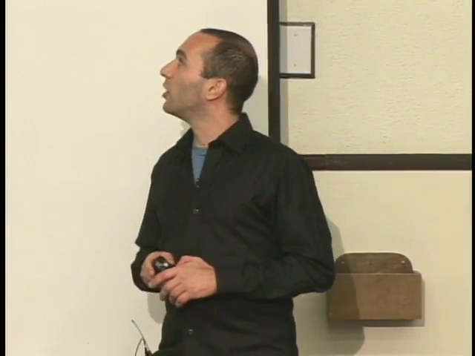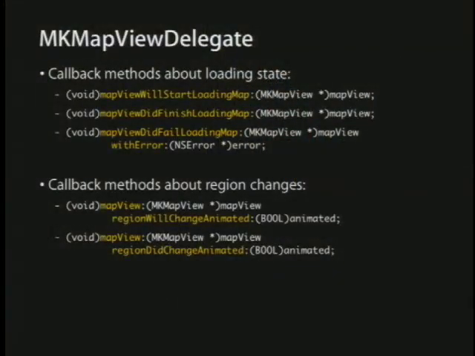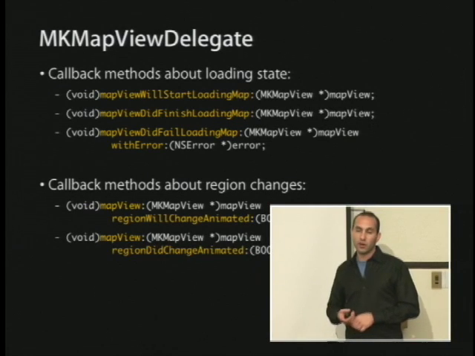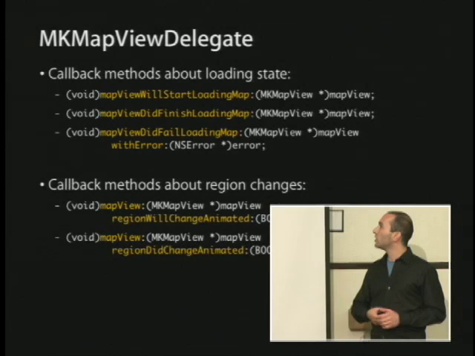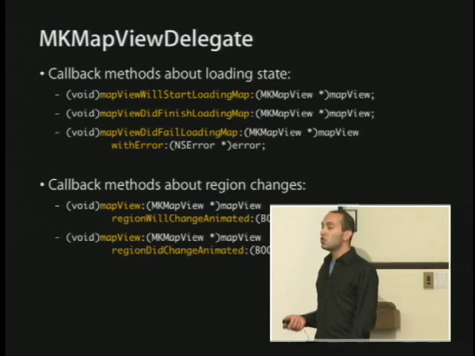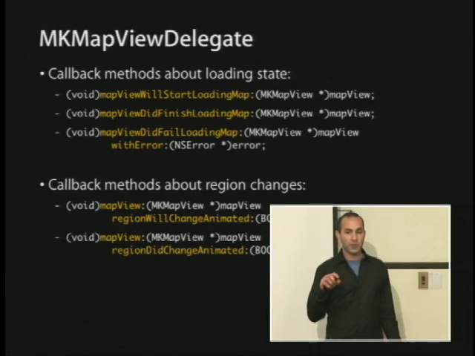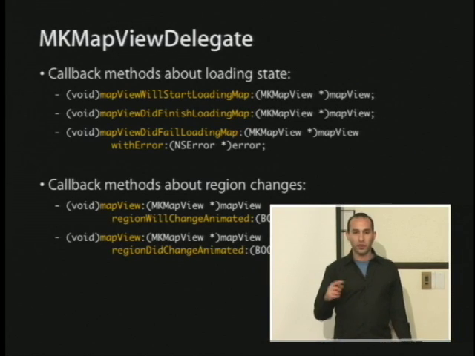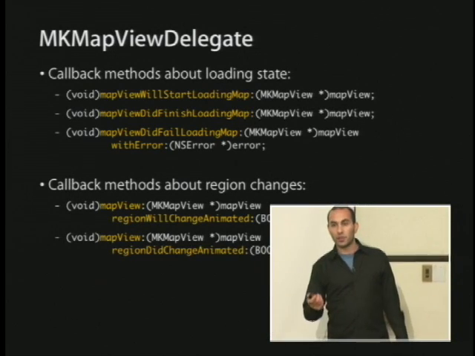Let's look at the MapView delegate. So the first set of methods that it can tell you about are the loading state of the map. So when the user first brings up MK MapView, the map view will automatically start loading its location. You'll get called with a view will start loading. When it's done, it'll say view did finish loading, and if there's an error, it'll tell you that. There are also methods about region changes. So if your user is dragging around the rectangle, dragging around the center, zooming in or zooming out, every time that happens, it's going to tell you about that as well.